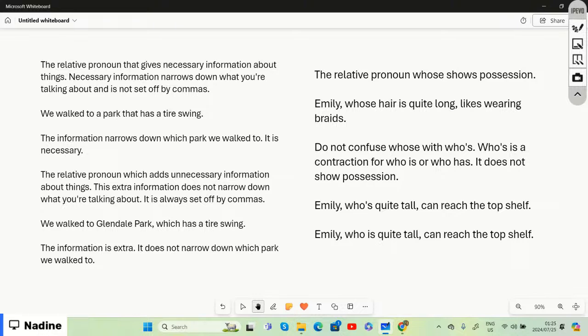All right, it says do not confuse whose with who's. And who's is a contraction for who is and who has, and it doesn't mean possession, right?